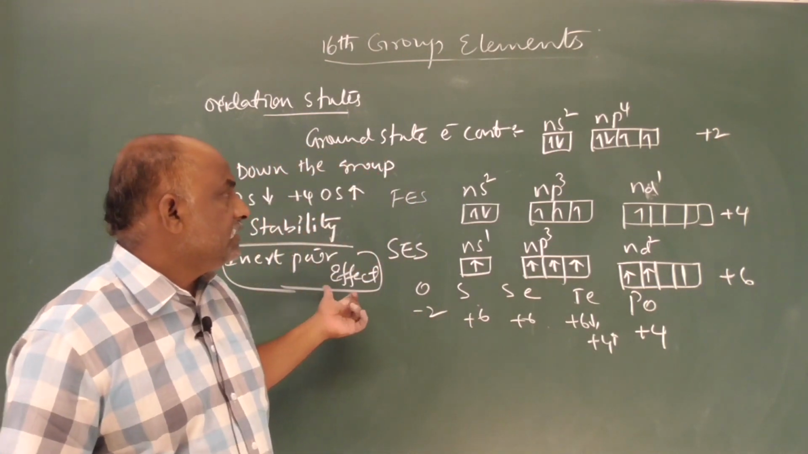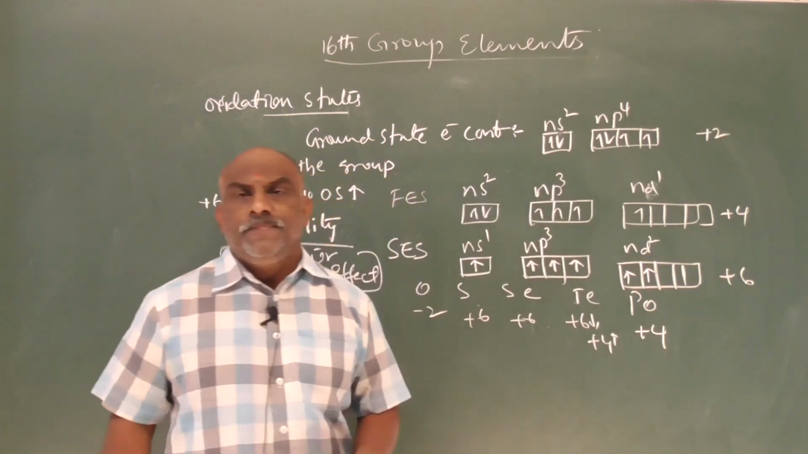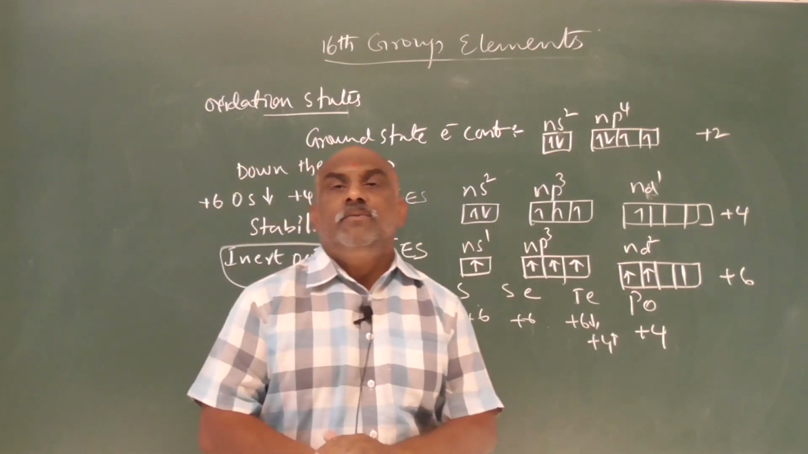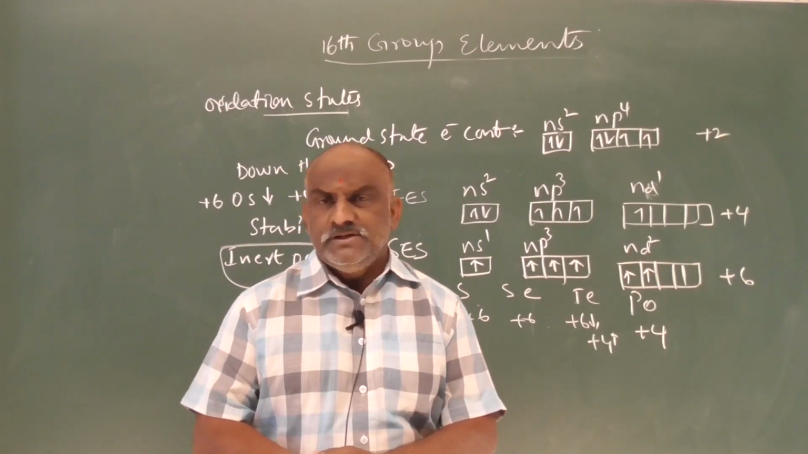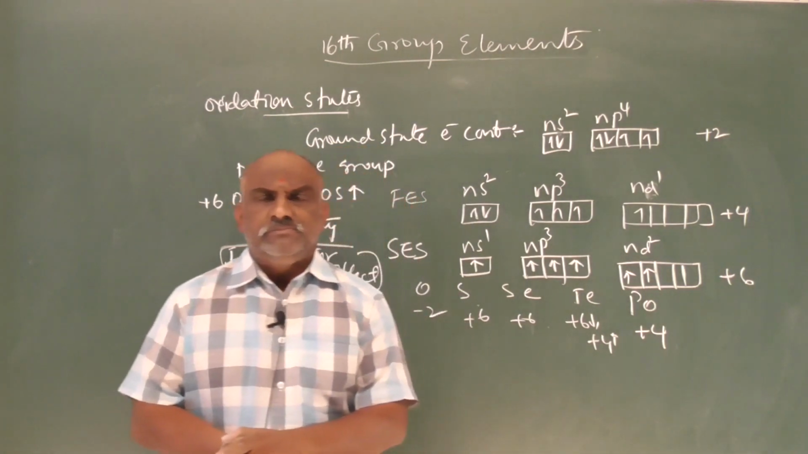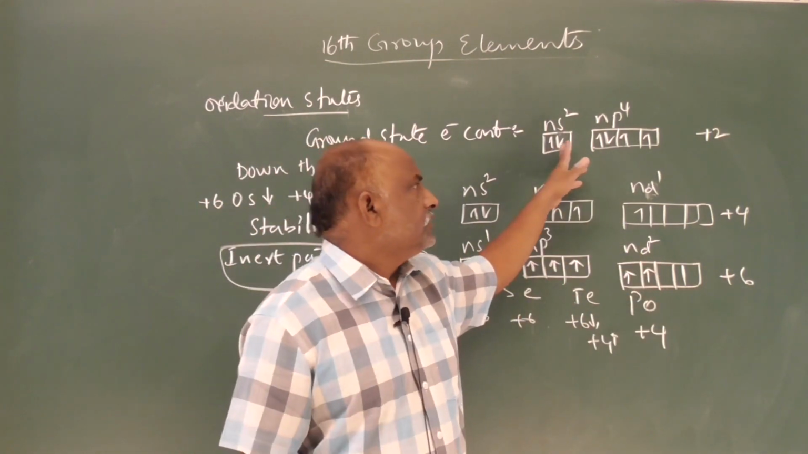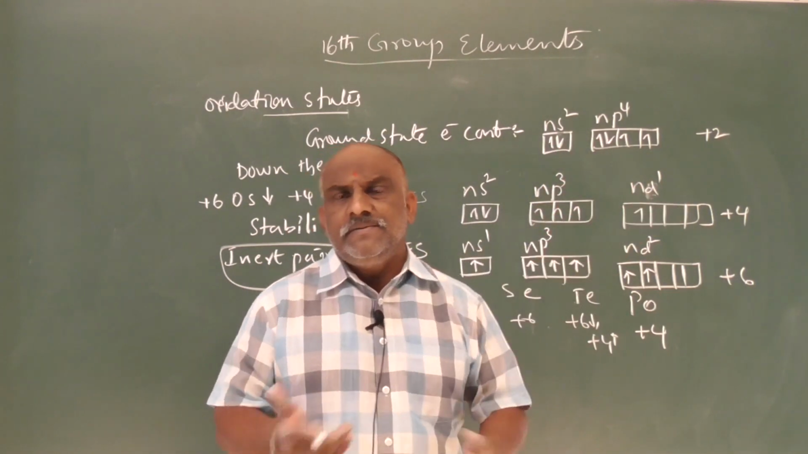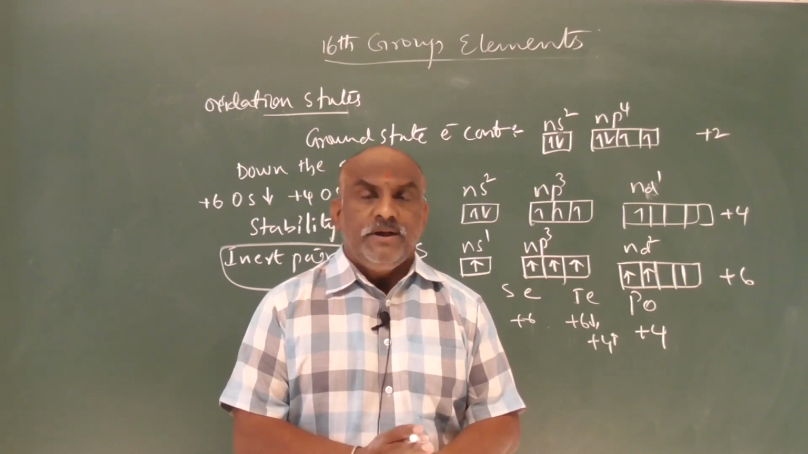Inert pair effect means these electrons are not involved in bond formation. It is the reluctance of the ns orbital to form bonds due to the screening effect. Screening effect means these electrons are strongly attracted towards the nucleus. Strongly attracted towards the nucleus means there is no splitting, and if splitting does not take place, there is no formation of bond. That is said to be the inert pair effect.